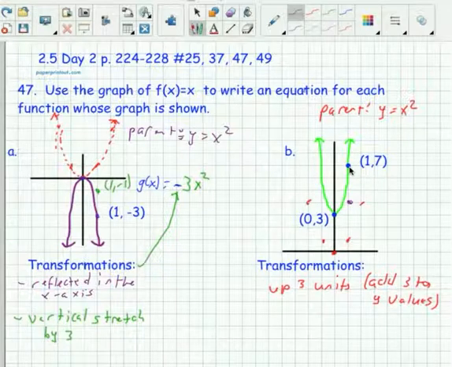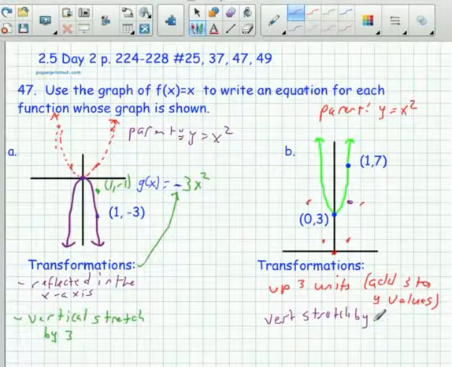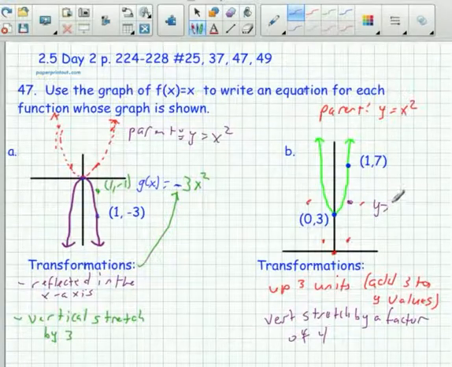up 4. So because we're going right 1 and up 4, we have a vertical stretch by a factor of 4. So to put in a vertical stretch of a factor of 4 and a shift up 3 units, this equation would be y equals 4x squared plus 3.